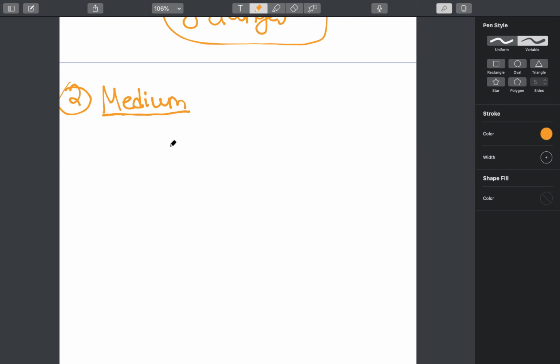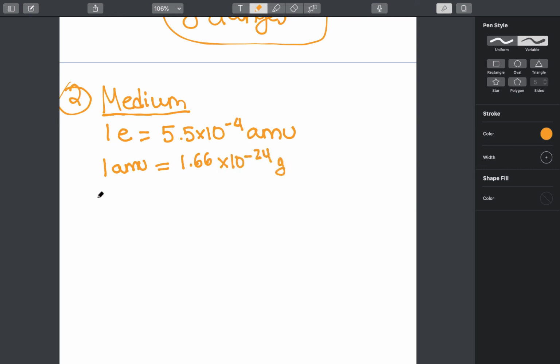All right, so for the medium, remember that we said 1 electron is equal to 5.5 times 10 to the negative 4 atomic mass units. And we know that 1 atomic mass unit is equal to 1.66 times 10 to the negative 24 grams. How many grams is an electron?